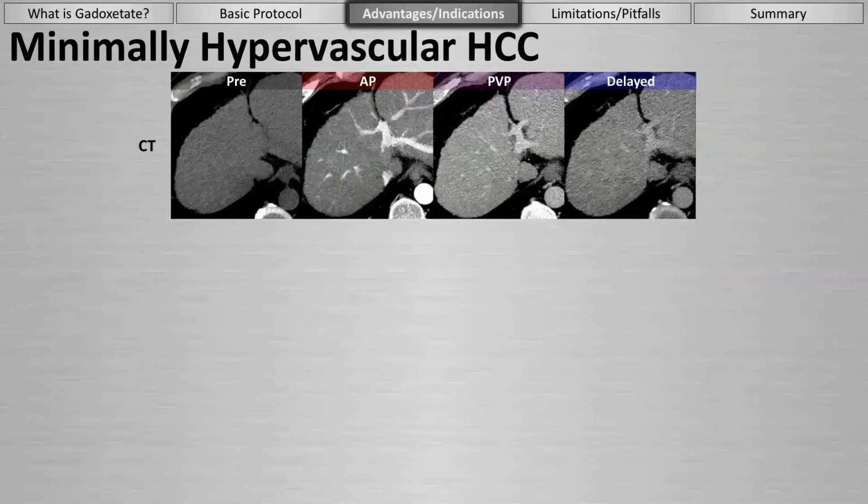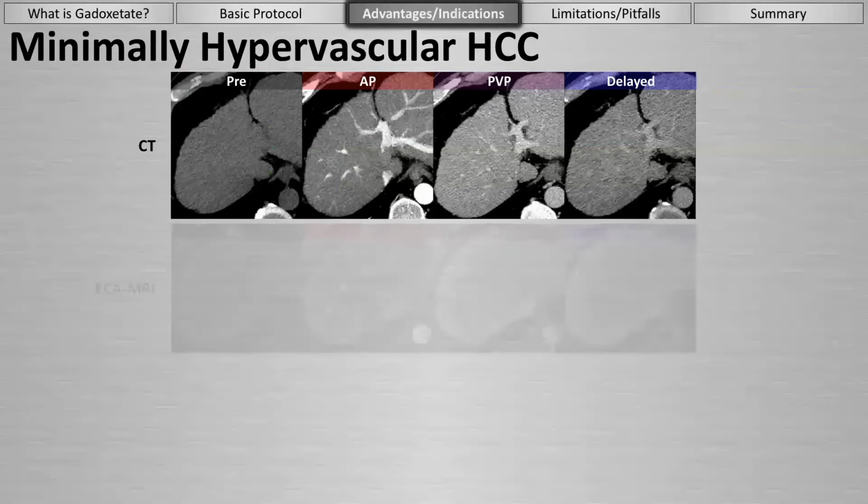Now, here's another reason to give Gadoxetate disodium. It can help you detect minimally hypervascular HCC. Now, here's a very obvious cancer that I'm sure all of you can see. And you're probably wondering why I'm showing you such an obvious cancer. So anyway, bear with me as I show you this obvious cancer. And my guess is most of you don't see the obvious cancer in this obvious case.